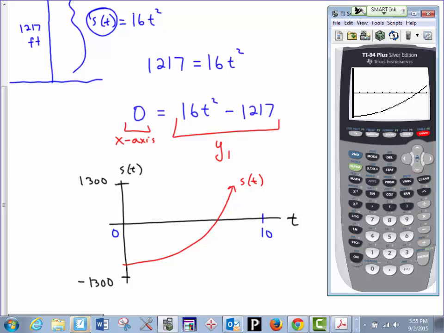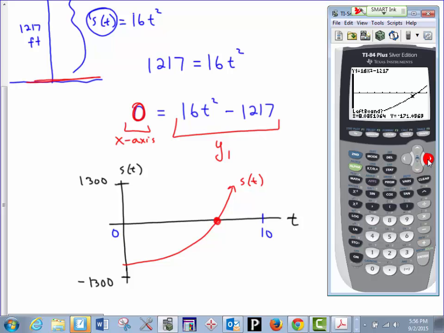That's the height. We want to find this point. We want to find when this object hits the ground. Hitting the ground would signify that our distance needs to be 0 units from the ground. And so that's going to be where I cross the x-axis. To do this, do second calculate. Go down to option number 2, which is zero. It's asking for a left bound. Well, this is what we're interested in, so let's go a little bit over there closer to that value.